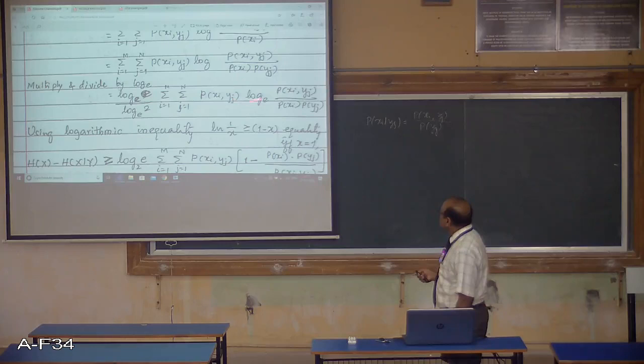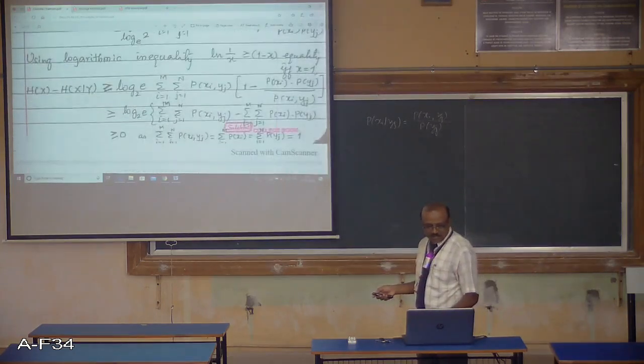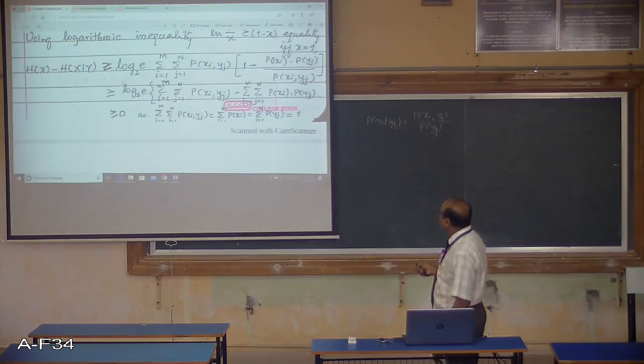Okay, so to this natural logarithm, with x being p of xi into p of yj divided by p of xi yj, that is the x. So this natural logarithm is considered as 1 by x. This natural logarithm of 1 by x can always be written as greater than or equal to this term, and this is 1 minus x. 1 minus x by logarithmic inequality, and we are manipulating this.